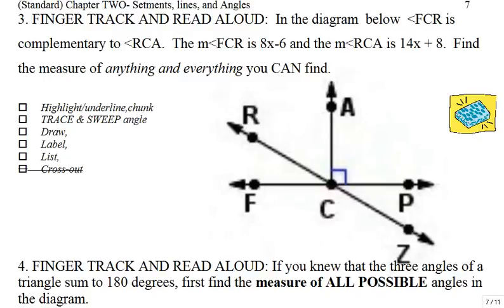Okay, students, what I'd like you to do first is put your pencil right here where it says in the diagram, and finger track and read aloud the entire problem. Go.